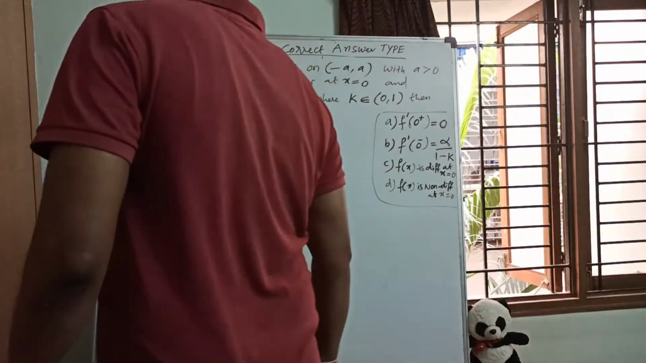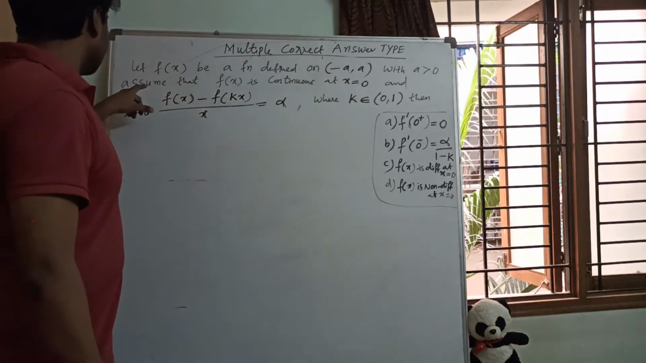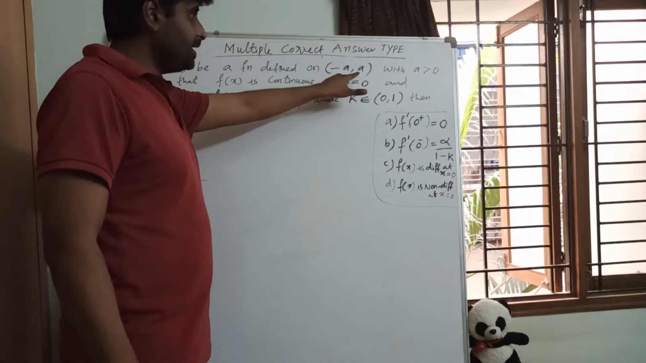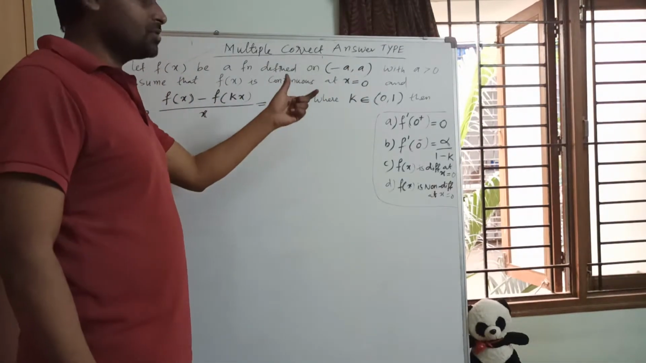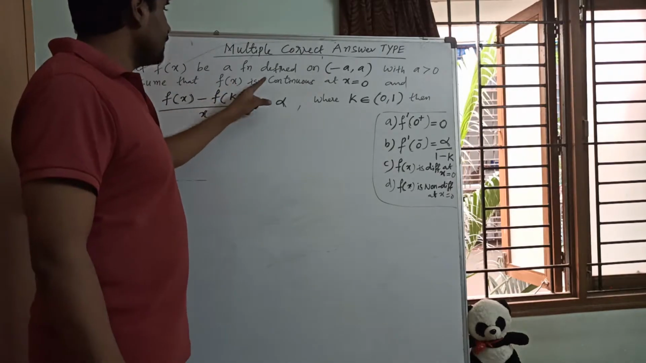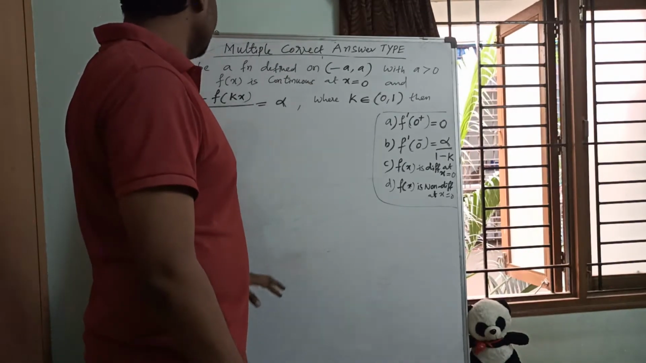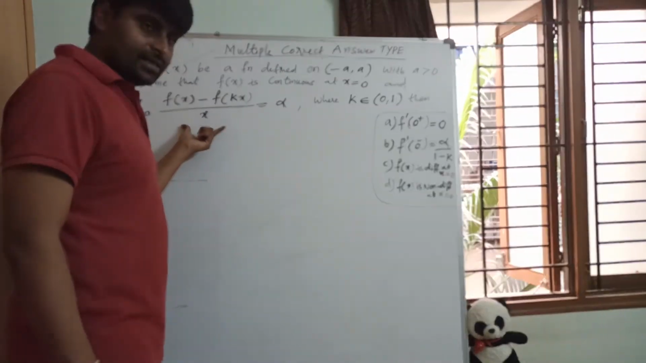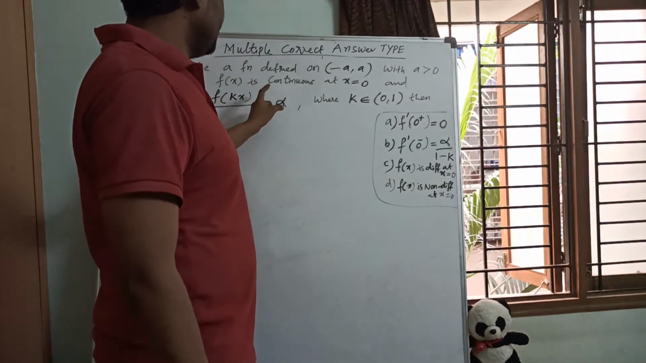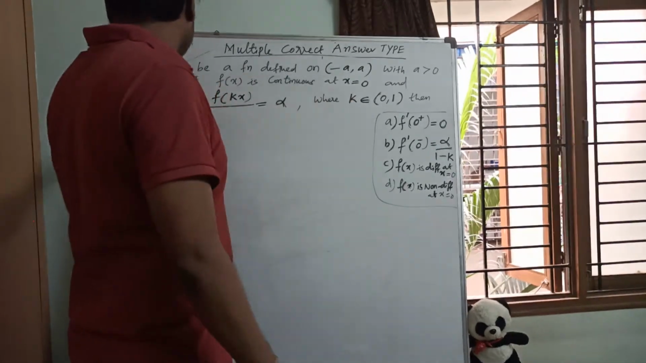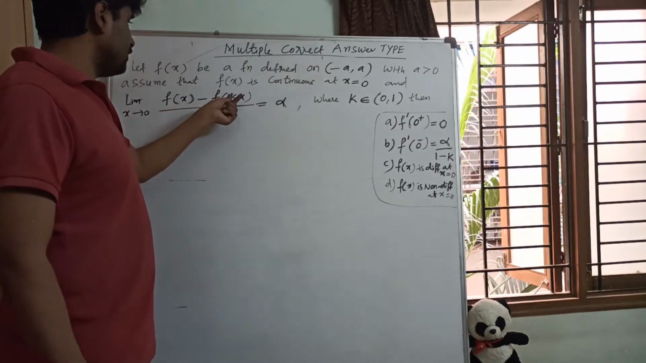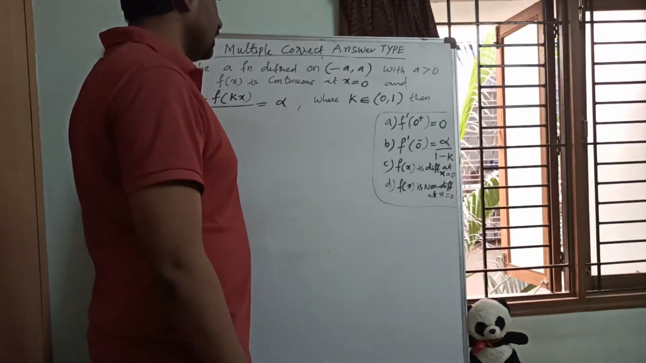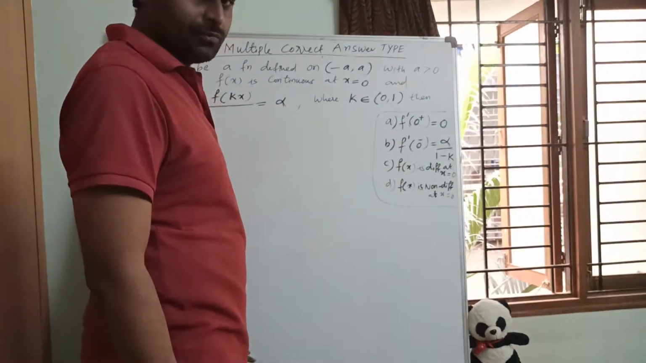Now look at this question. Here, let f of x be a function defined on minus a comma a with a greater than 0. Okay, a is a positive number. Assume that f of x is continuous at x equals 0. So it was already given that it is continuous. We are going to assume that and check whether it is differentiable or not. The limit as x tends to 0 of f of x minus f of kx by x equals alpha, where k belongs to 0 to 1. Then which of the following is true? We are going to check.